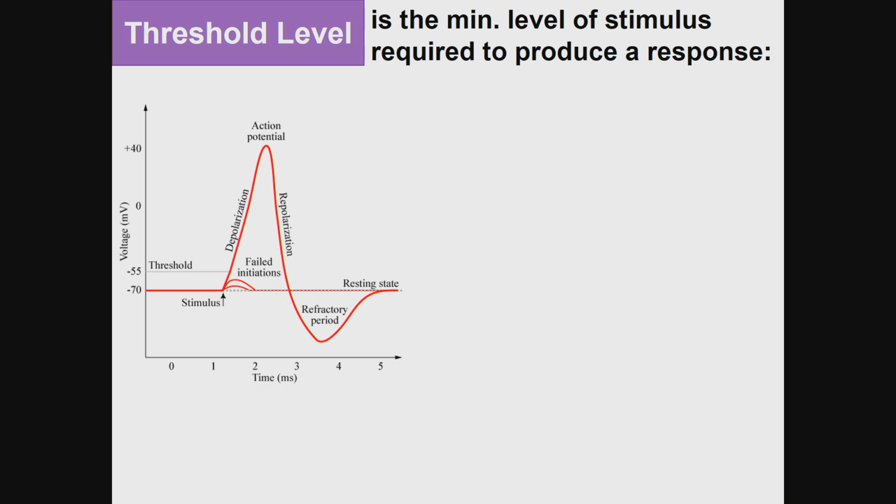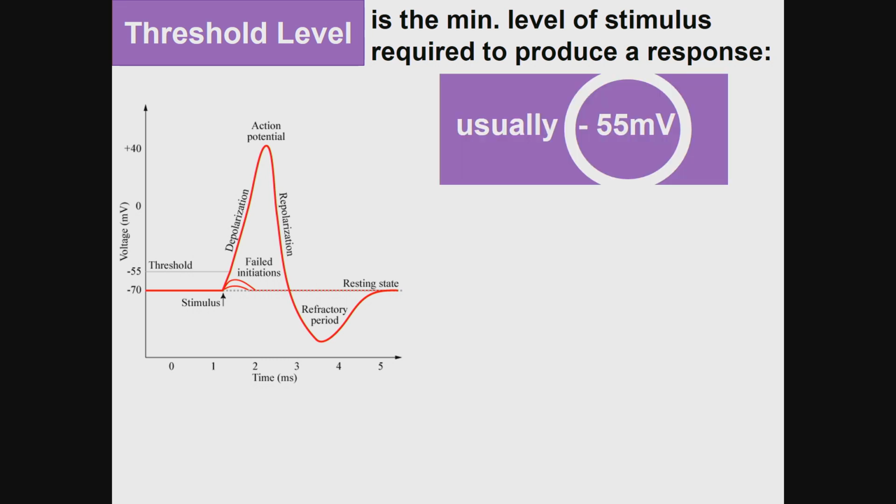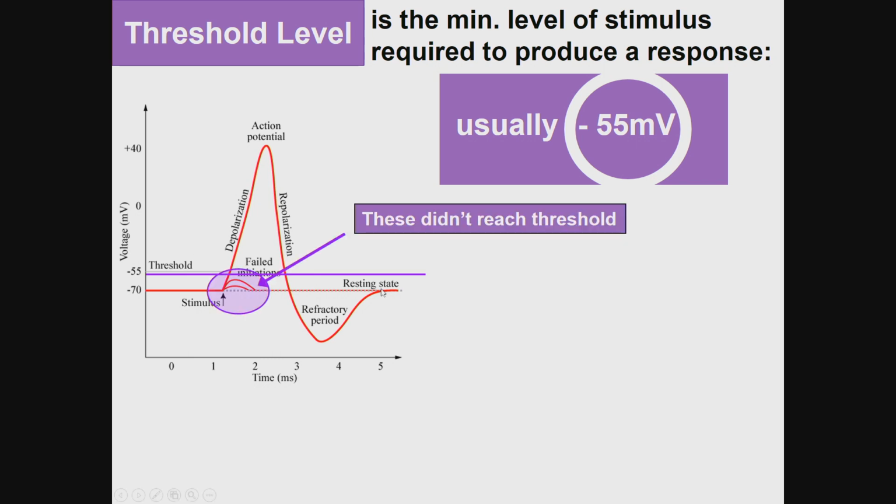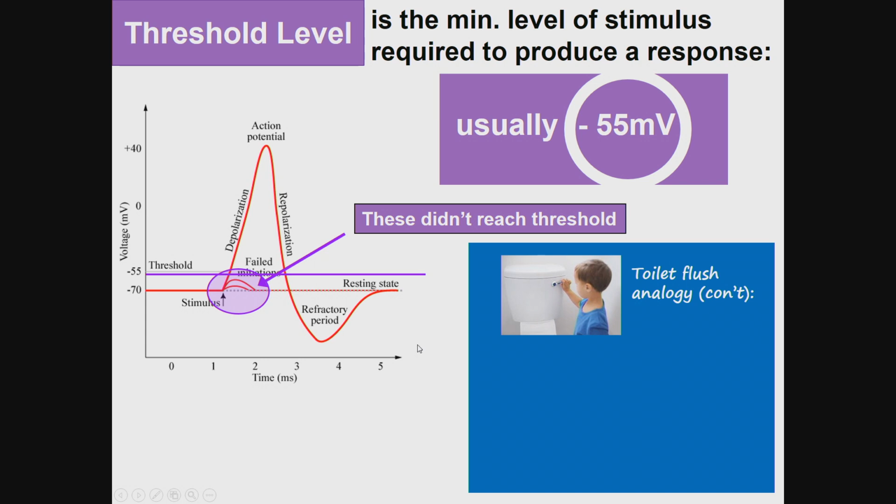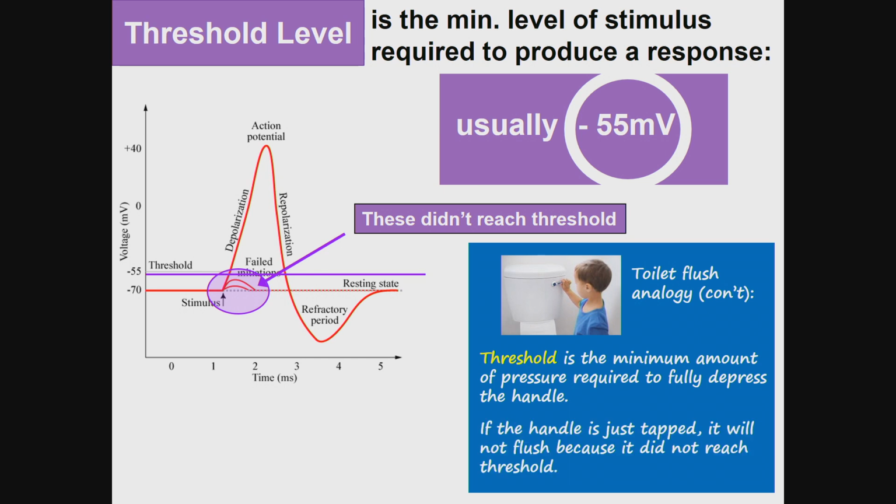Threshold level is the minimum level of stimulus required to produce a response. It's usually negative 55 millivolts. These two stimuli are subthreshold. They weren't high enough to cause depolarization. Toilet flush analogy continued. Threshold is the minimum amount of pressure required to fully depress the handle. If the handle is just tapped, so subthreshold, it will not flush because it did not reach threshold.